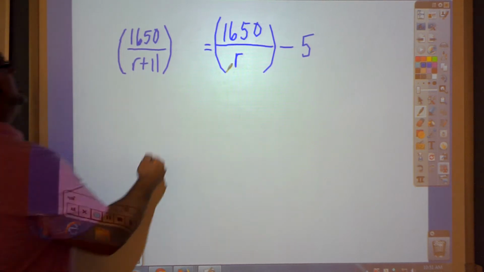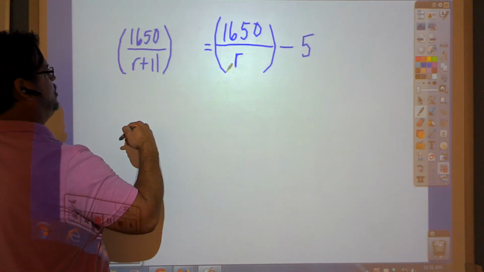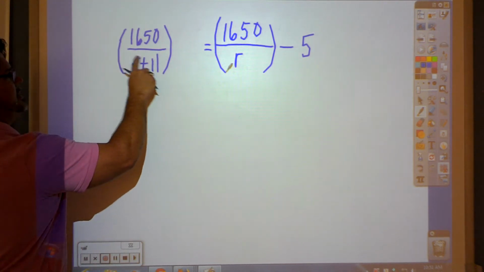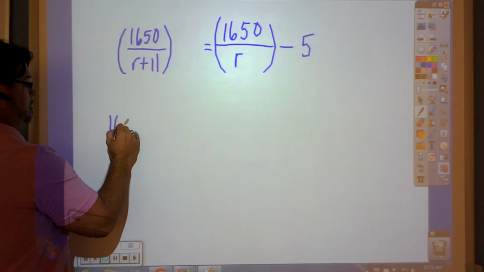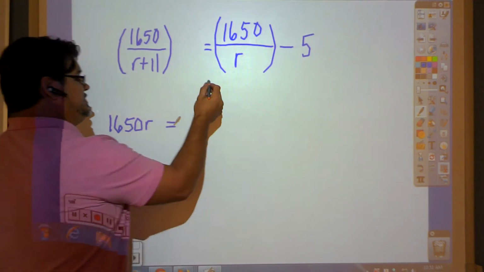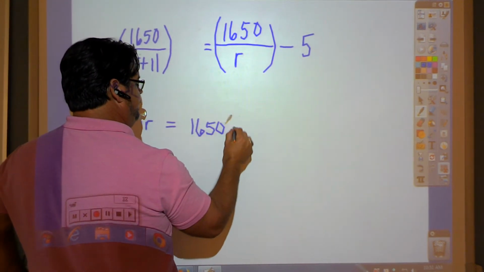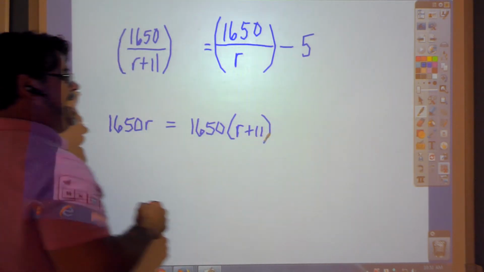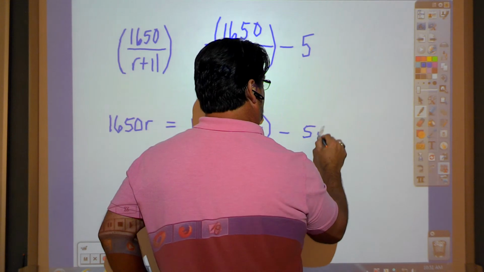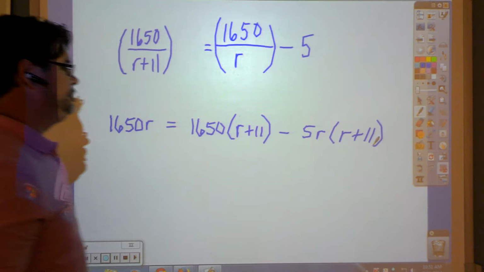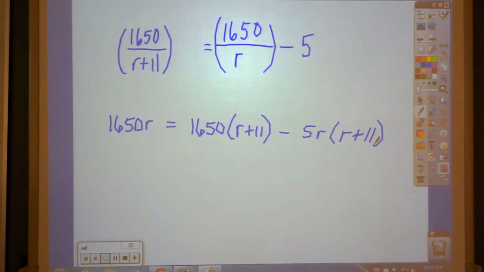Okay, so multiply through by R times R plus 11. I'm not going to put a baby step in this time. What did I get here? You get 1650R is equal to 1650 times R plus 11 minus 5R times R plus 11. Everybody with me? So, do we erase all that other stuff? Yeah.